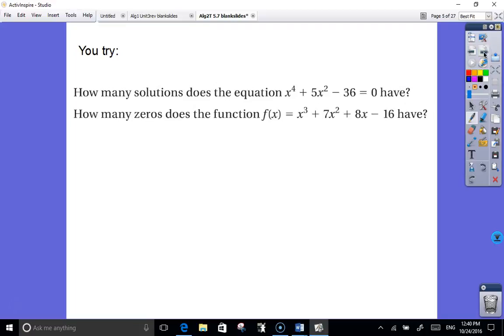So here's your U-try, which we'll just do. How many solutions does that first equation have? I didn't hear you. 4, right, 4, because of that. How many zeros does the function have? 3, right, because of that.